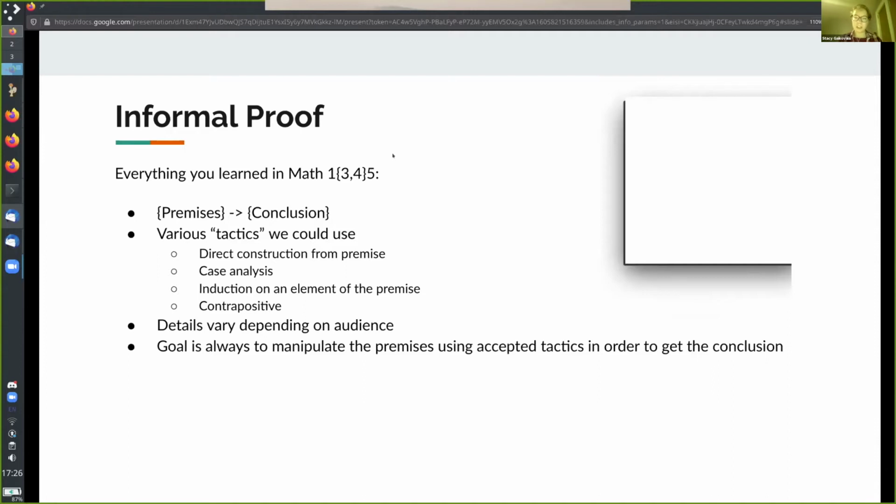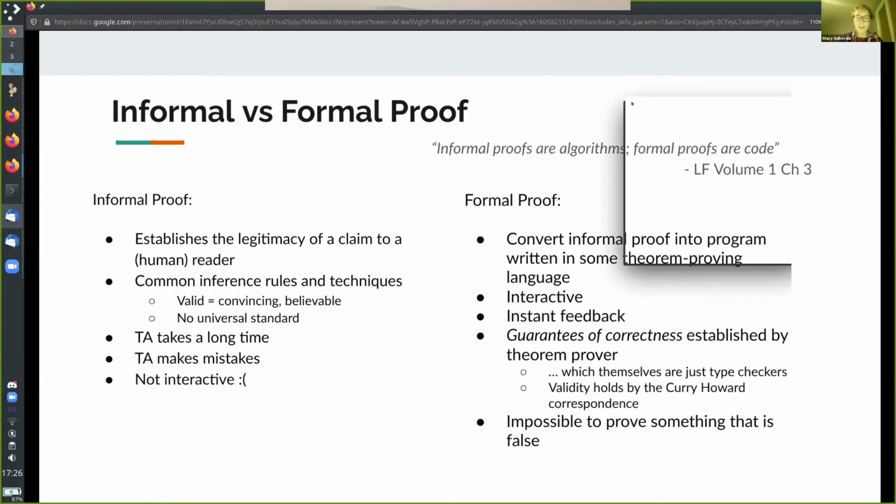The level of detail you'll go into is going to depend on the audience that you're communicating with. So the level of detail for a proof in Math 135 might be very different from some fourth-year math course. But the goal of an informal proof is always just to convince the audience, whoever that audience may be. And so this has some drawbacks, right?